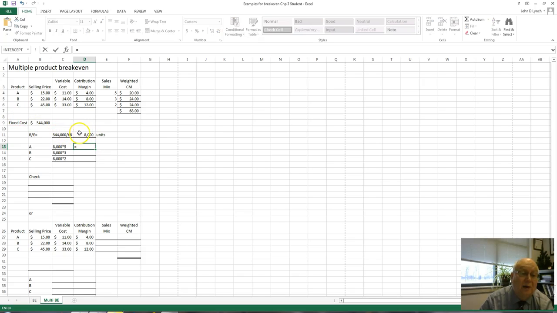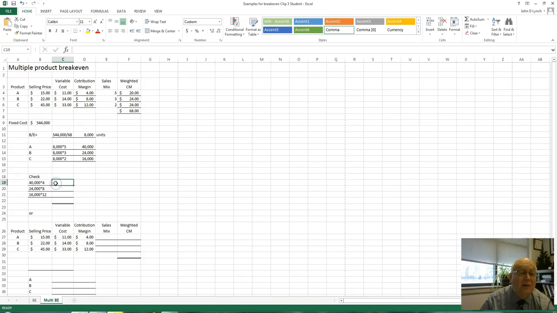So you would have 8,000 times the 5, or 40,000 units of product A, and that's how many units you'd have to sell. Now, to check this out, to verify it, you take the number of units you sold, which in this case was the 40,000, times your contribution margin of 4. And this one would be the 24,000 times the contribution margin of 8. And this one would be the 16,000 times the contribution margin of 12.